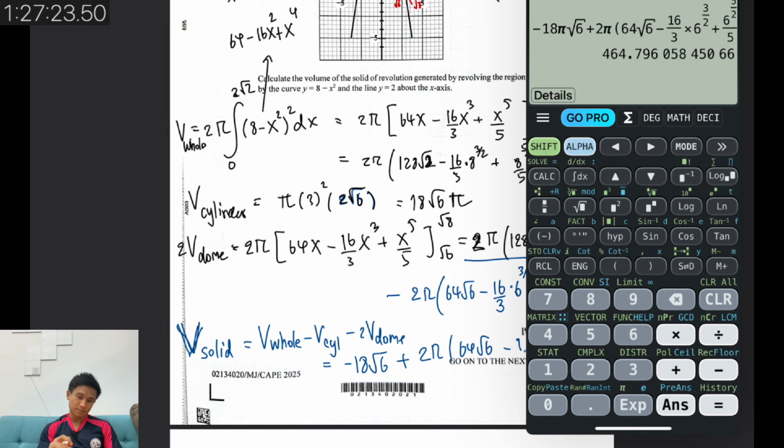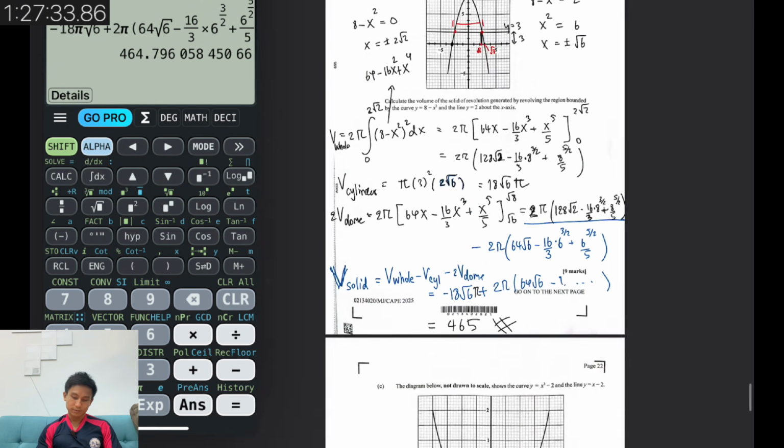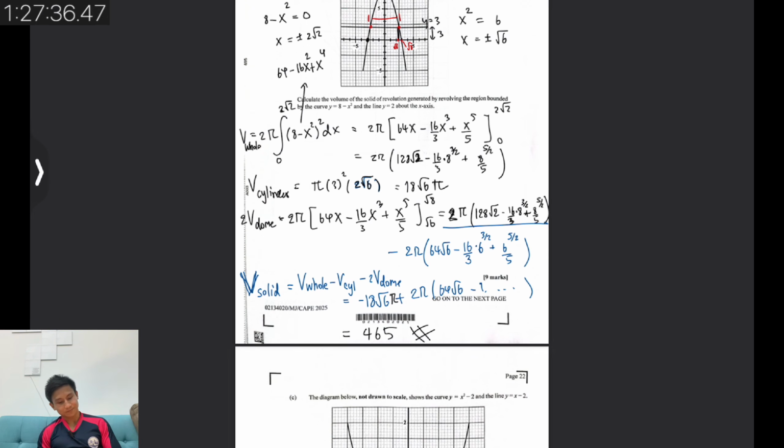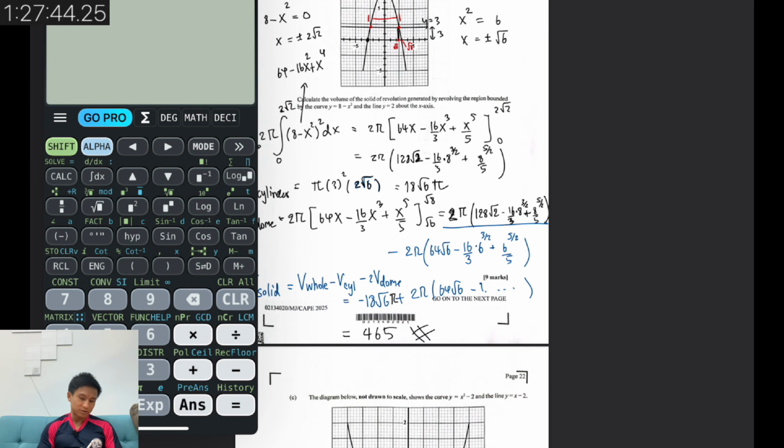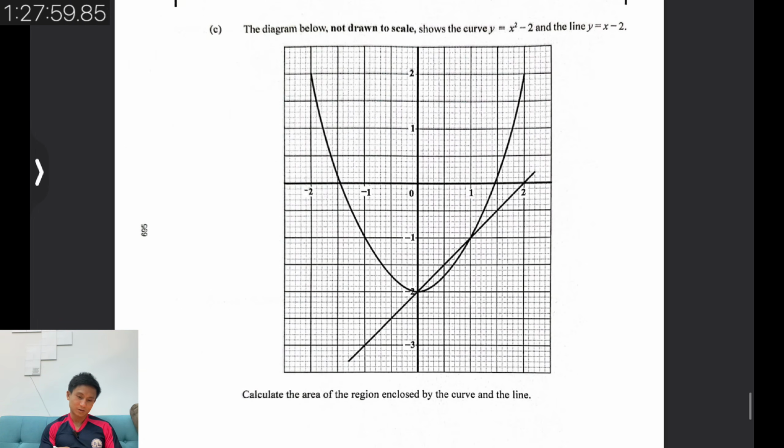So that is equal to 464. That's it. Oh, 465, 3 significant figures. Okay, I'm just going to keep my answer as that. That should make sense. If we maybe only find the volume of the cylinder, see if it's too much: 18 root 6 and then times pi. The cylinder alone is already like 100, so that's not much at all. Okay, that is possible. Now let's do this question.